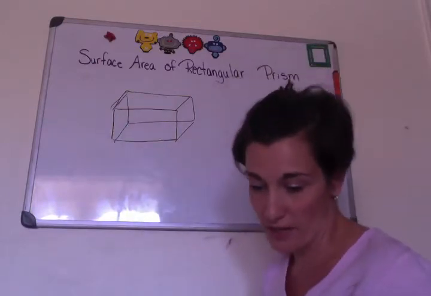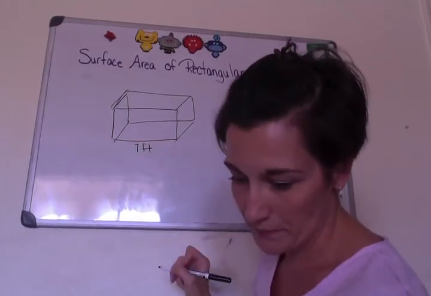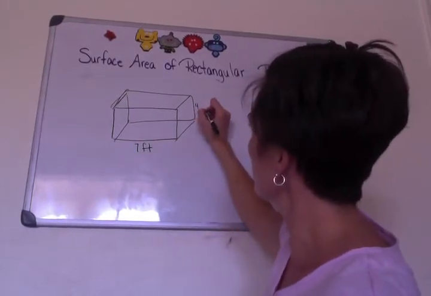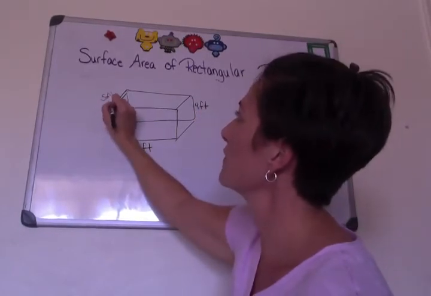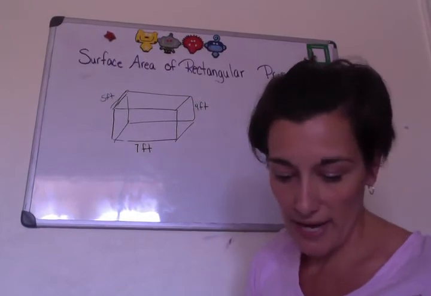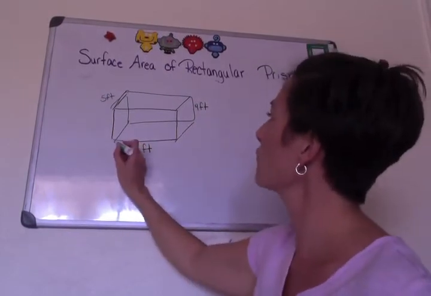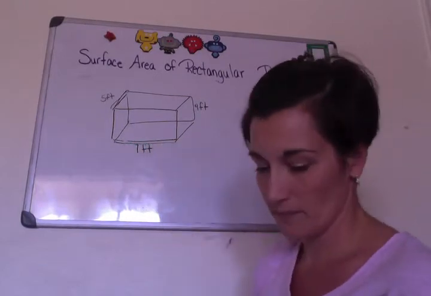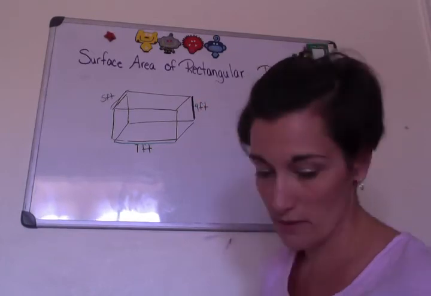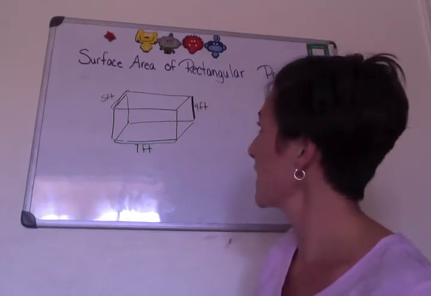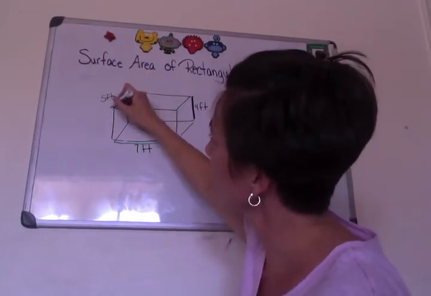All right, so let me give you some measurements. They say that it's 7 feet is this one. And then they're going to say that this is 4 feet, and then they're going to say this is 5 feet. So let me again color code them. The length of my whole rectangular prism is 7. They're going to tell me that the height is 4. And then I think I used blue last time, they're going to say the width is 5.